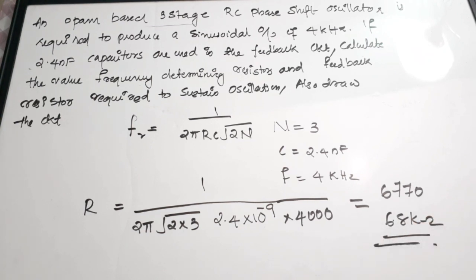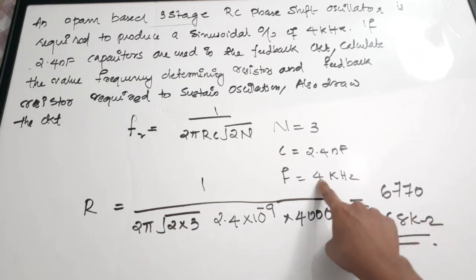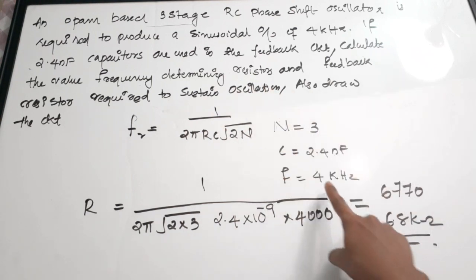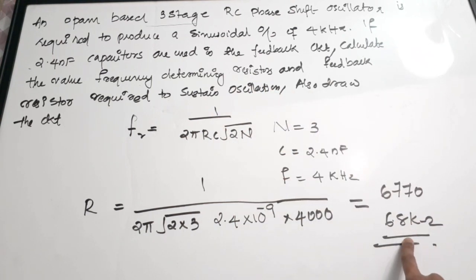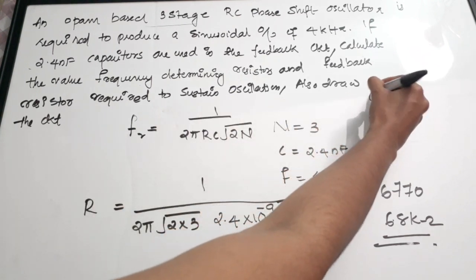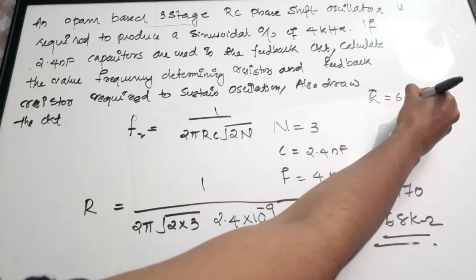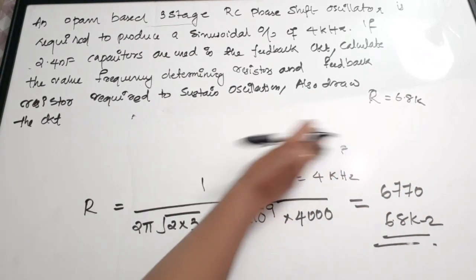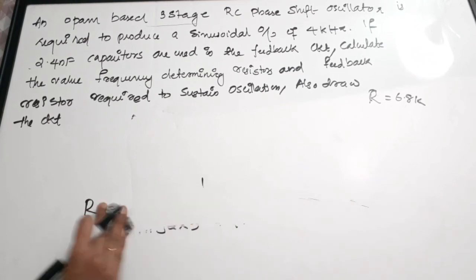Okay, so we have obtained the value for the resistance which is required for producing this frequency. That is called the frequency determining resistance. So we have obtained R value is 6.8 kilo ohms. Next, we need to find the value for the feedback resistance. Okay, we'll note it here. Since we need to draw the circuit, we'll note R is equal to 6.8K. Next, we need to find feedback resistance.